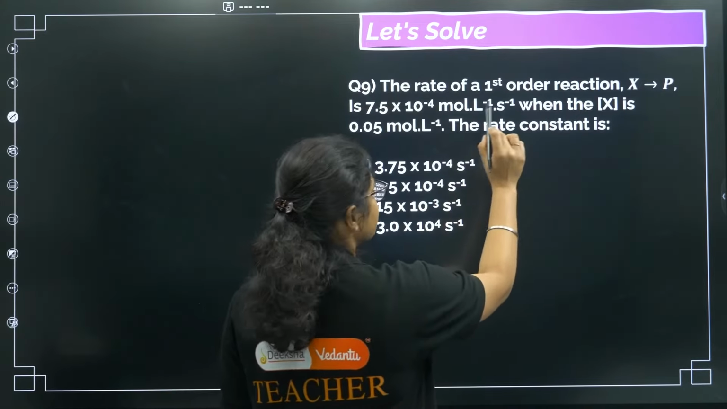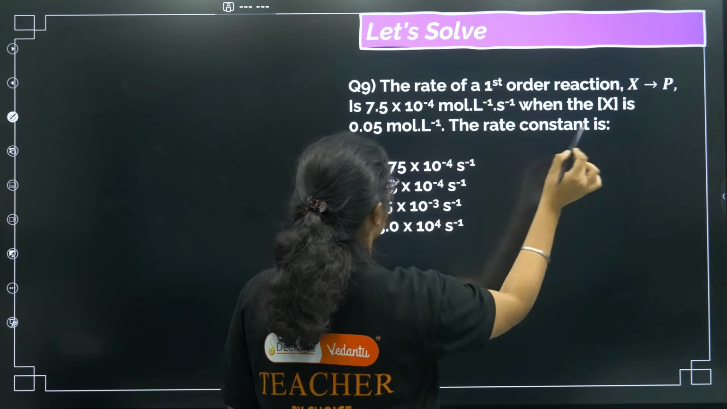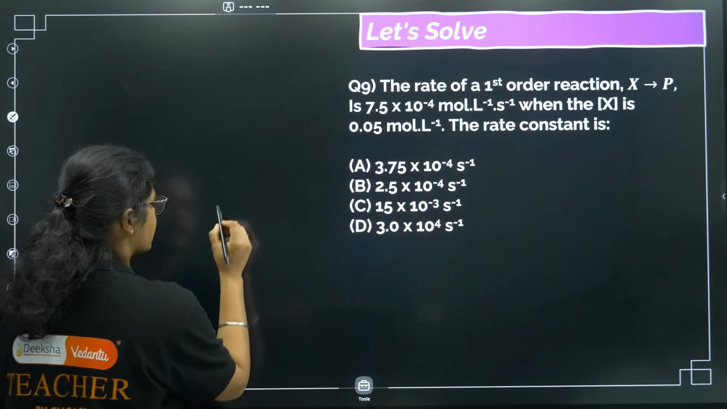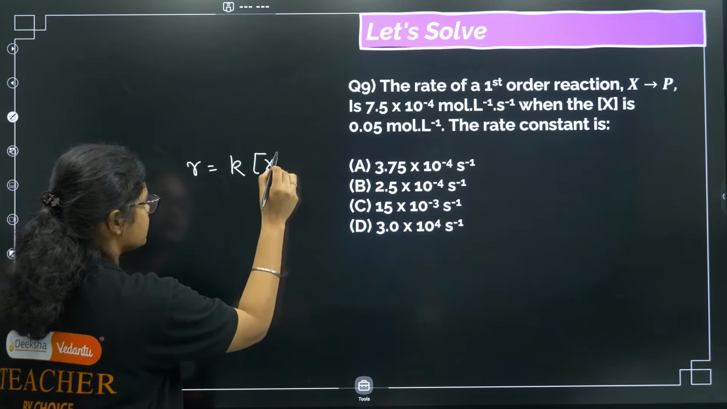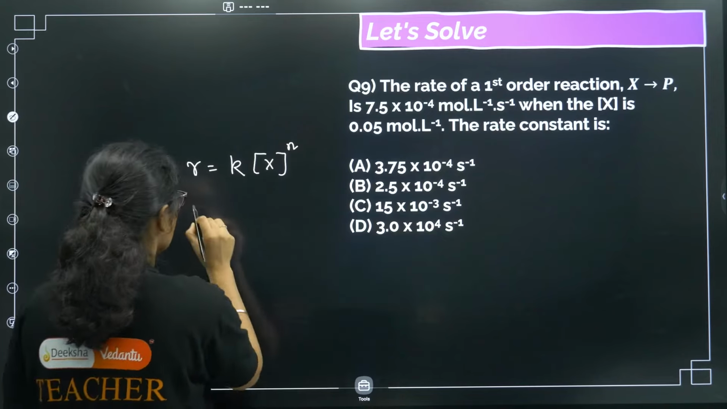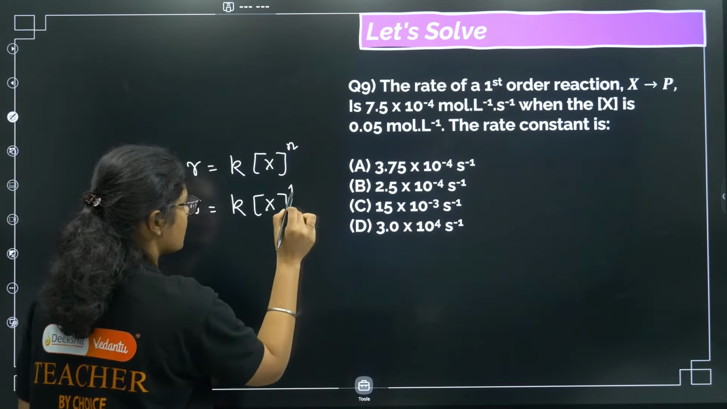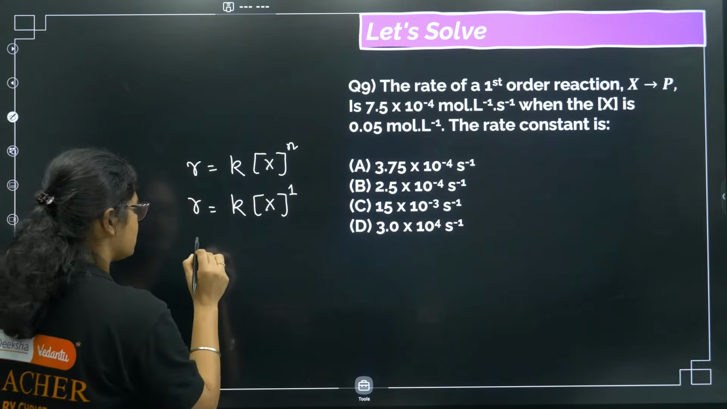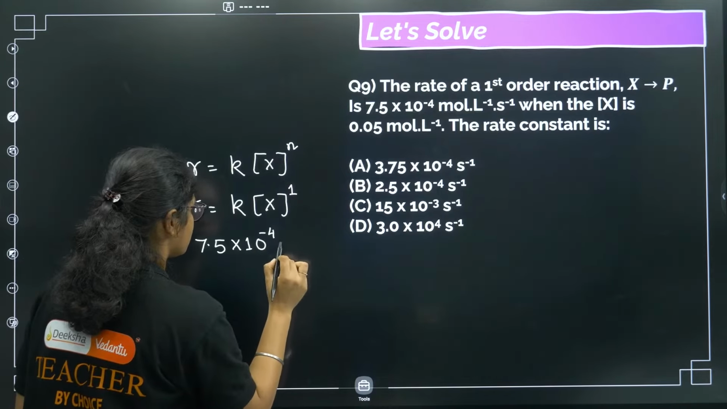Okay, the rate of a first order reaction X to P is this much when the X is this much, the rate constant is. So it's a first order reaction, so I can write rate is equal to K into X, because X is the reactant, to the power of n. This is the rate law. So here first order means I can write X to the power of 1. Okay, now let us put the value. What is the value of rate? Rate is 7.5 into 10 to the power of minus 4, right?